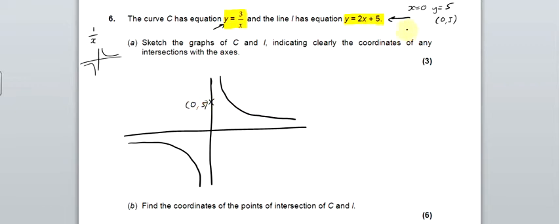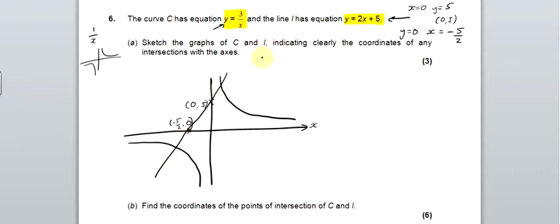And then the second axis intersection is going to be with the x-axis, and that is the line y equals 0. So when y equals 0, this equals 0, so x would be equal to minus 5 over 2, which is over here somewhere. So that is minus 5 over 2, comma 0. And then we can draw the straight line through it.